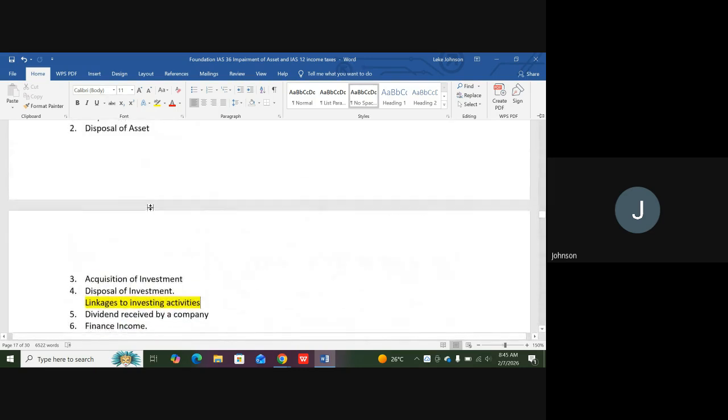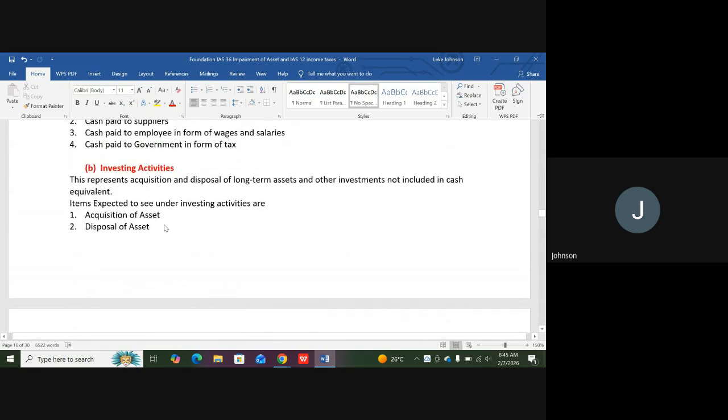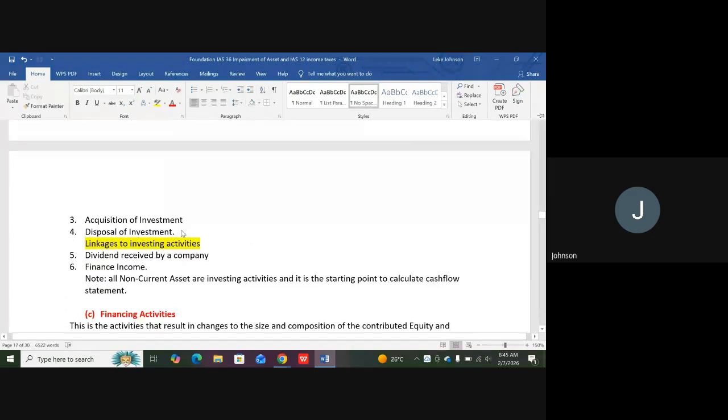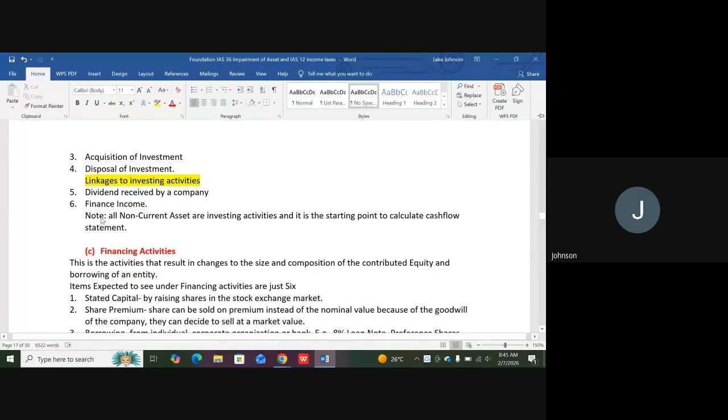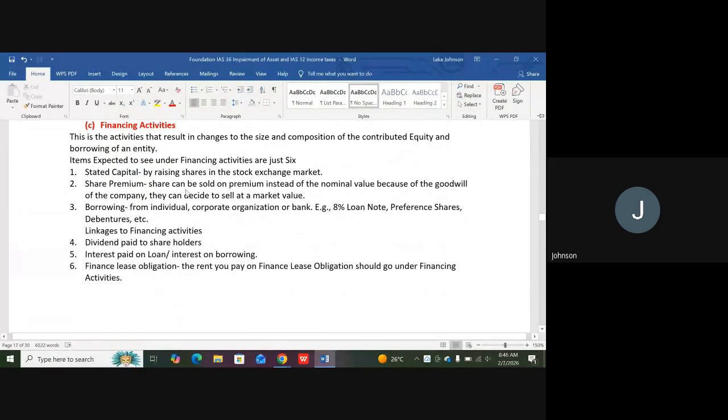So items to expect under this financing activity, there are just 6 items. Just as we have 6 items over here, which we talk about acquisition of asset, disposal of asset, acquisition of investment, disposal of investment, then things that you received for all those things, dividend received, then finance income, that is interest you received. So those are 6. Then we also come over to this place. Now we are talking about how we are able to raise capital to finance our project.